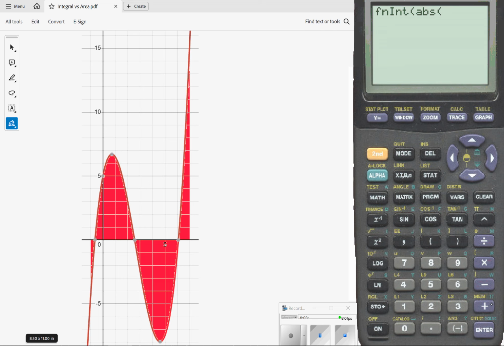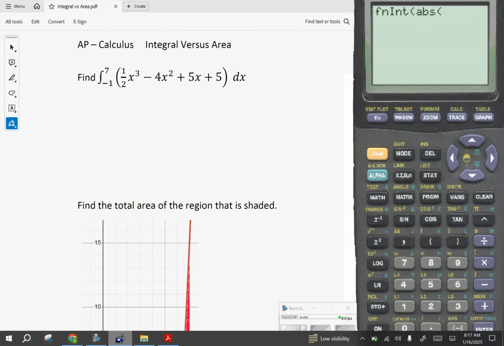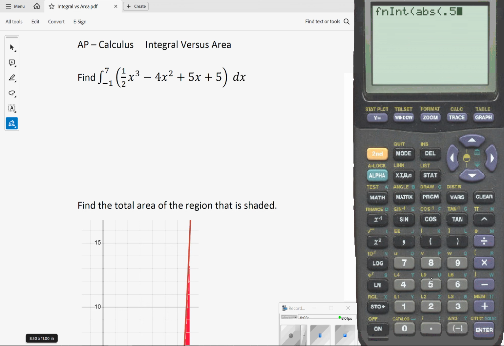So now you have to make sure you put everything in parentheses, and I need the function. The function is going to be 0.5 x to the third power, just like we talked about before, minus 4x squared plus 5x plus 5. Close our parentheses, because that parenthesis belongs with the absolute value. I know before we didn't put parentheses, but we didn't have to because all of those functions were together already. Then we need to do comma x, comma, the lower limit of integration.